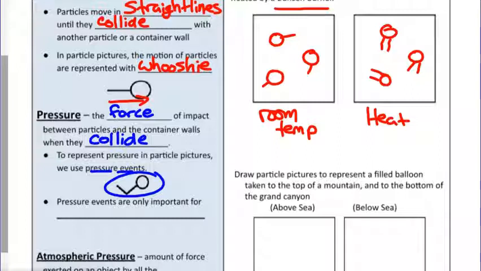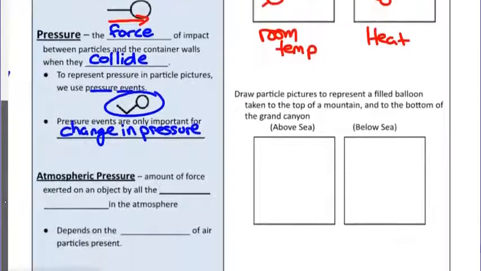All right, so this particle is drawn with a bent whooshie tail, indicating that it has collided with the edge of the container wall, indicating that the pressure has changed. So pressure events are really only important for when there is a change in the pressure. There might be some times where our pressure is being held constant and there's no need to draw the bent tail. So they don't have to be drawn bent every time.